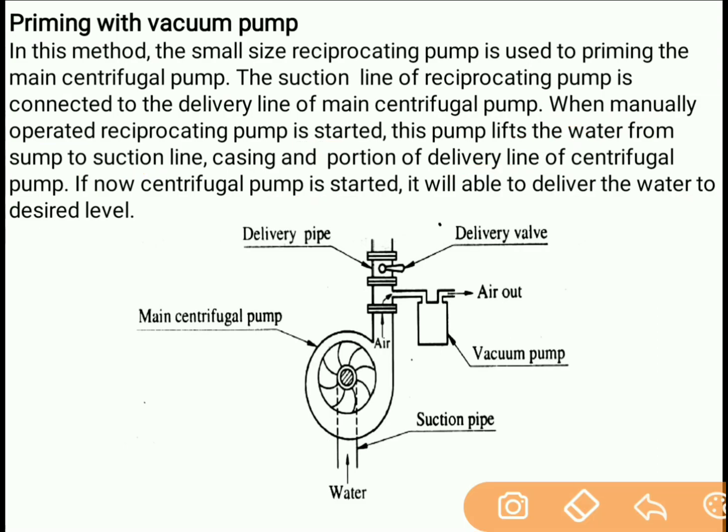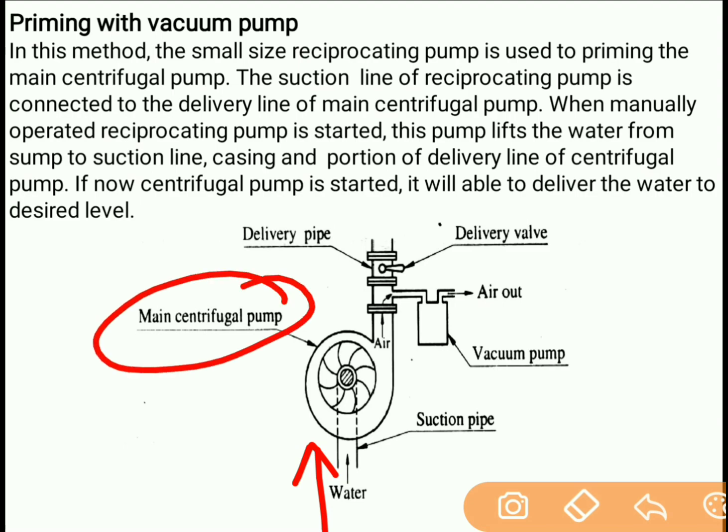So while the centrifugal pump and the reciprocating pump are in operation, the reciprocating pump will suck out the air from the centrifugal pump. When the air gets sucked out, the water from the suction pipe will move inside the pump and it will move towards the delivery pipe with the help of this centrifugal pump.